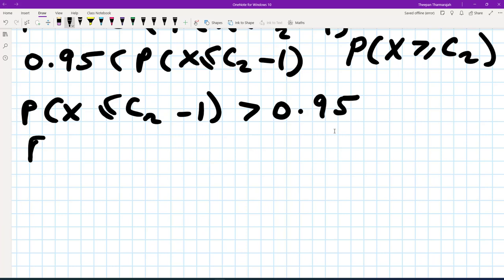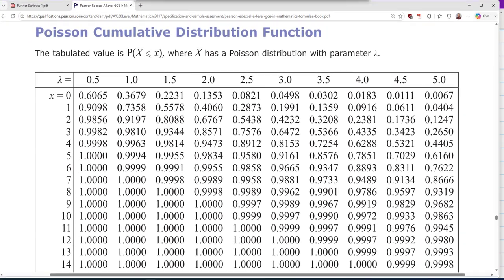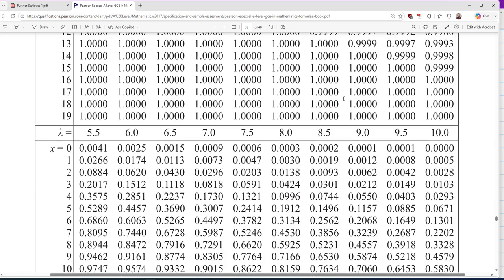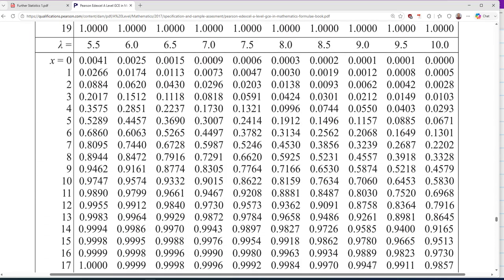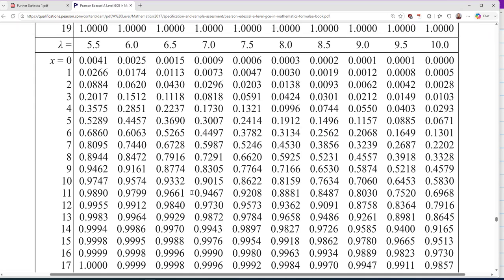So now we're going to get our Poisson tables. From tables, we want lambda to be 7, and we need to find the first value strictly greater than 0.95. So we get a highlighter, scroll down, well, that's lower than 0.95, and this is going to be greater than 0.95. So we're going to write down those respective probabilities.